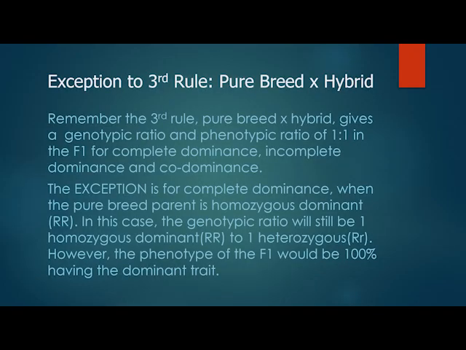Exception to the third rule, pure breed times hybrid. Remember the third rule, pure breed times hybrid gives a genotypic ratio and phenotypic ratio of 1:1 in the F1 for complete dominance, incomplete dominance and codominance. The exception is for complete dominance when the pure breed parent is homozygous dominant. In this case, the genotypic ratio will still be 1 homozygous dominant to 1 heterozygous. However, the phenotype of the F1 would be 100% having the dominant trait.